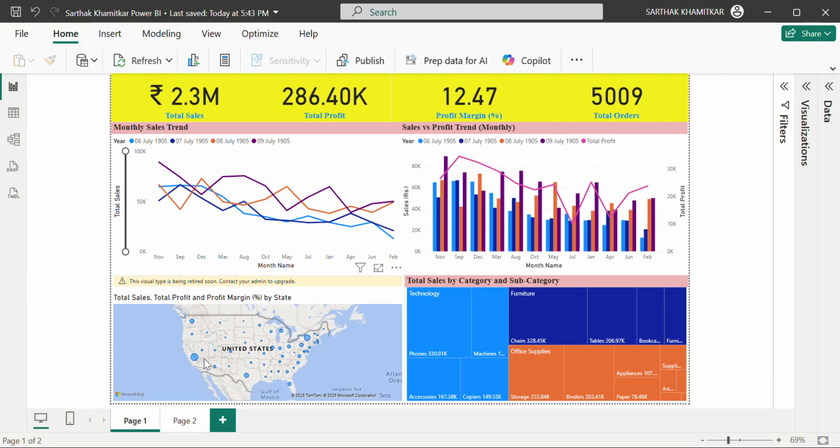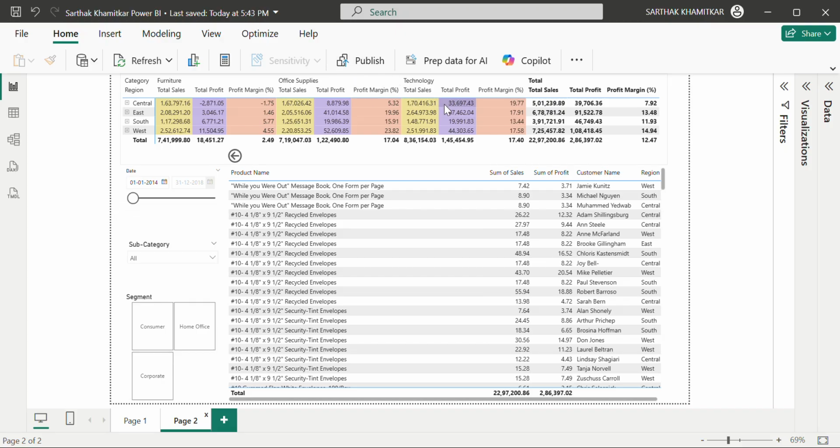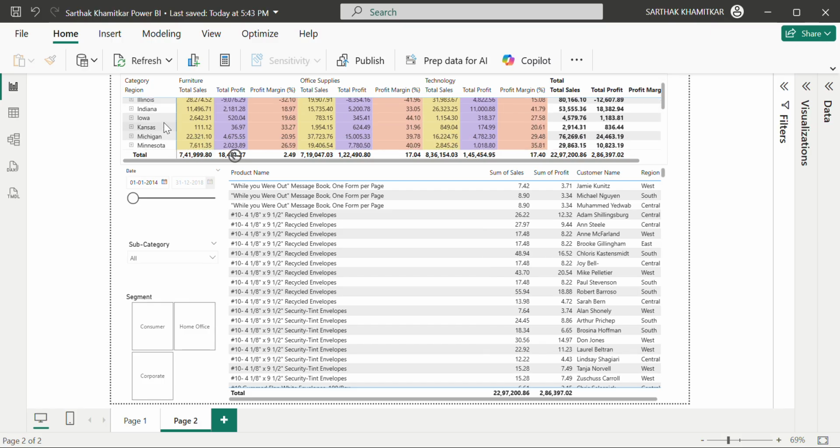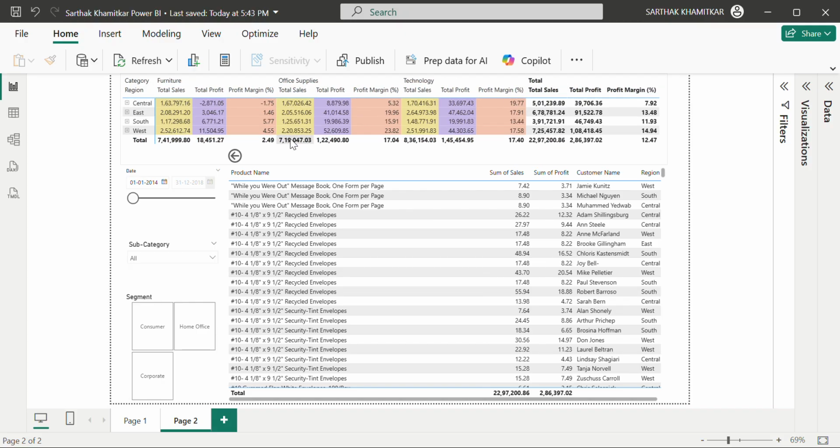Now, let's go to the matrix table that compares the total sales, total profit, and profit margin across different regions and product categories. As we click on the central region, it gets distributed to the various places which belong to the central region with their product categories like furniture, office supplies, and technology, as well as the total sales in the particular region. This makes it extremely easy to detect trends. For instance, if the central region is earning the highest profit, that means the central region gives a lot of quality for any company.